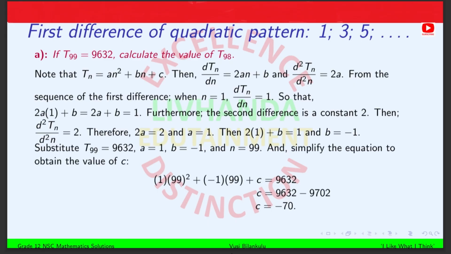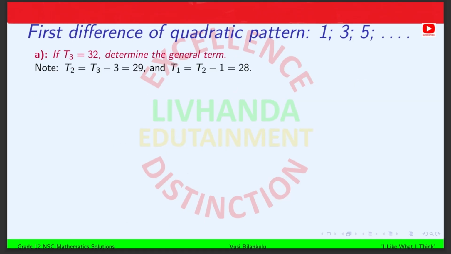Substitute into a formula for the general term T99 equals 9,632, a equals 1, b equals -1, and simplify the equation so that c equals -70. And then substitute n equals 98 into the general formula so that T98 equals 9,436.